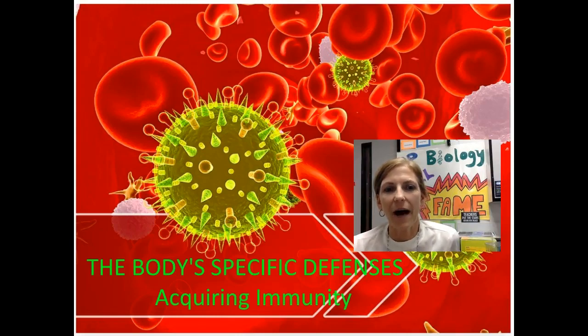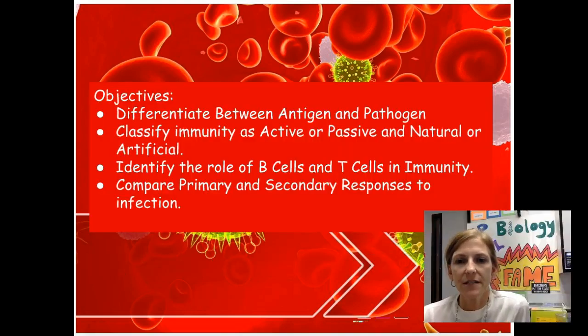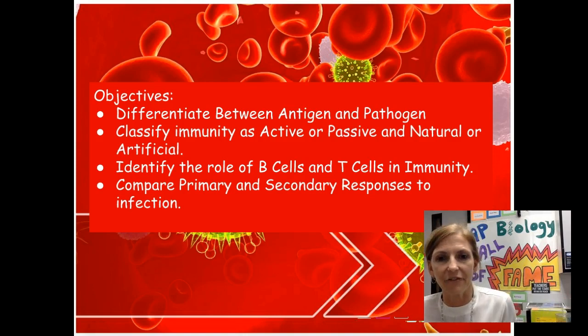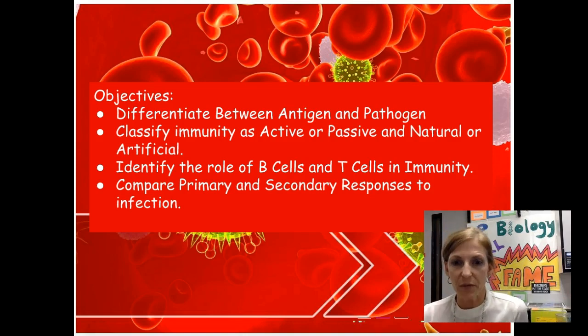Today we're going to talk about how our body acquires our specific immunity. At this point we've already talked about our first two lines of defense. Our first line being try to keep everything from getting in the first place. Our second line, if it does get in, we're going to treat it the same. We're not going to differentiate between streptococcus and staphylococcus. In the third line of defense, we are going to differentiate between the two.